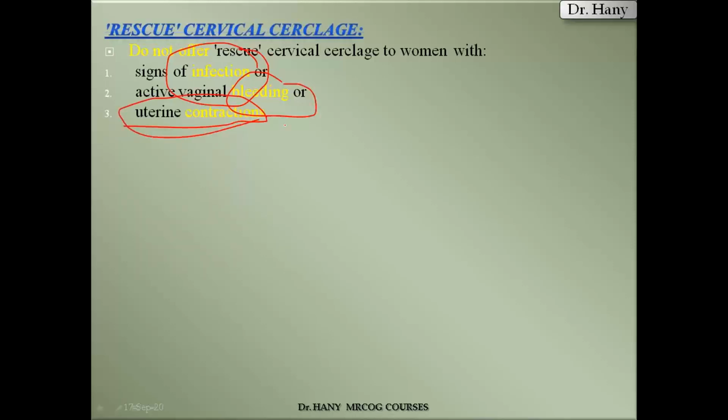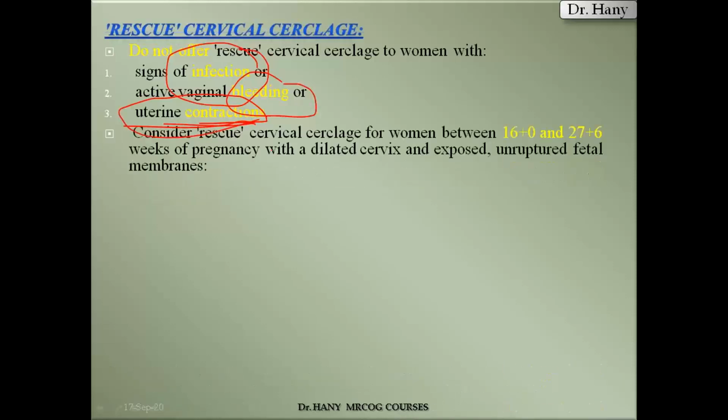So exposed membrane, not bulging membrane. This will be different: exposed without pain, without contraction. So think in the exam: infection, no cervical cerclage. Bleeding, no rescue cerclage. Uterine contraction, no cervical cerclage.